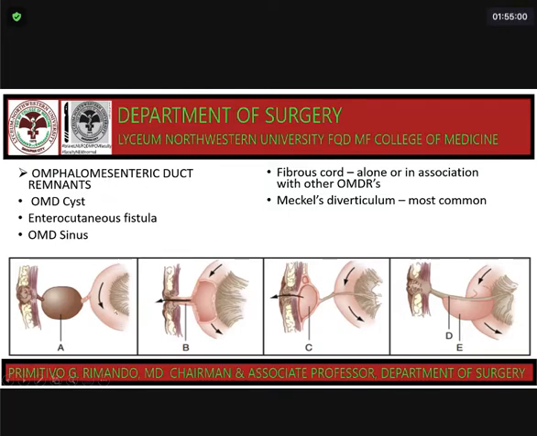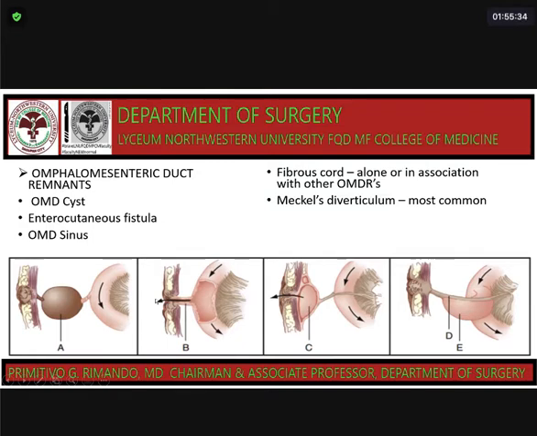It can be a cyst like this one, just a fluid collection. There's no connection, this is just a fibrous connection. We call this your omphalomesenteric duct cyst. Here we have a patent connection, and we call this your enterocutaneous fistula. You have a connection between your small bowel and your umbilicus.